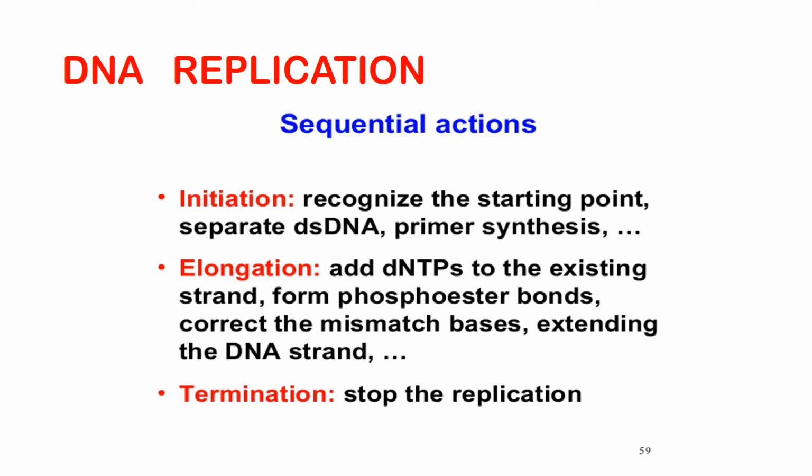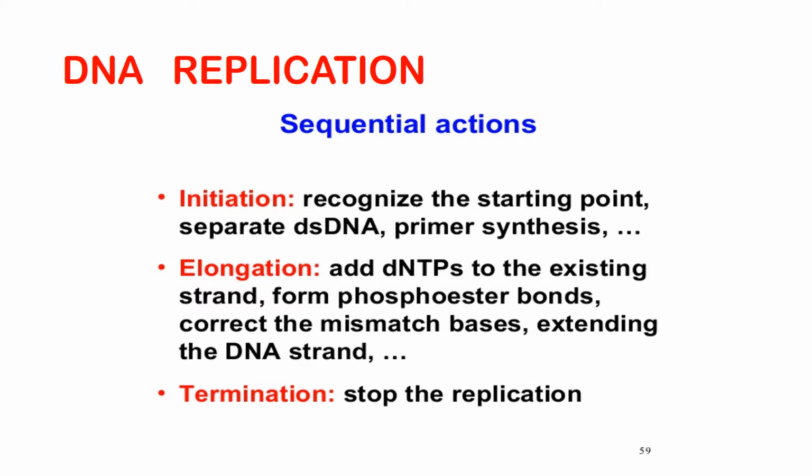DNA replication. The replication process is sequential because it occurs in a sequence of initiation, elongation, and termination of replication. Initiation step: the starting point from where the replication is going to start is recognized. The two double-stranded DNA strands are separated individually, with the synthesis of the primer.